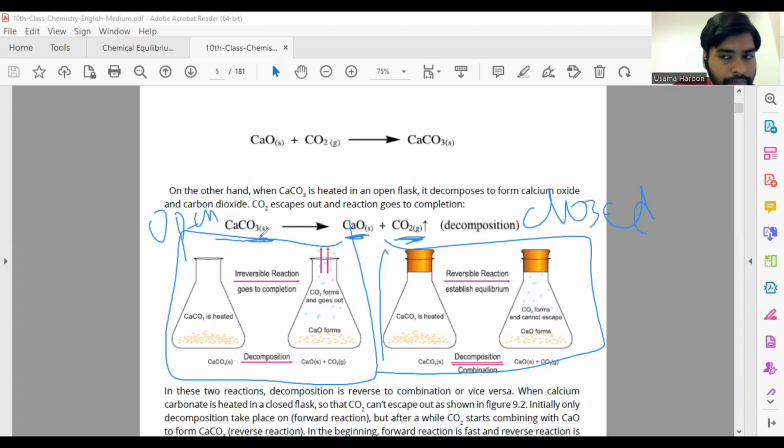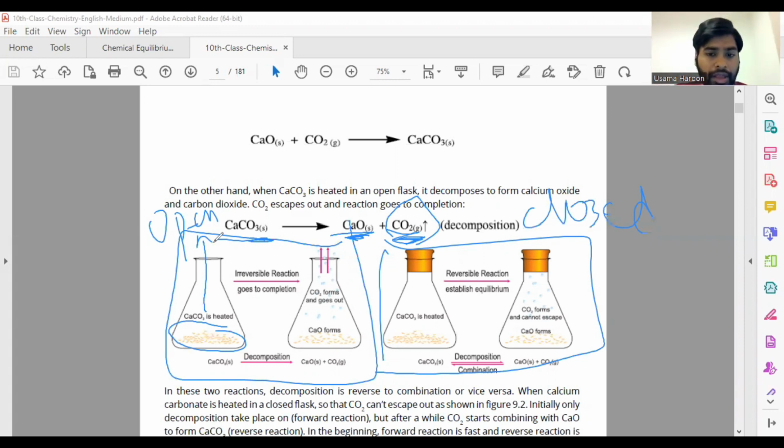Calcium carbonate is solid, so these are the calcium carbonate particles. Whenever we heat these calcium carbonate particles, it produces calcium oxide and CO2. Because this is a decomposition reaction, CO2, being the gas molecule, will move upwards. As we know, gases move upward by gravity, and solids and liquids move downwards by gravity.